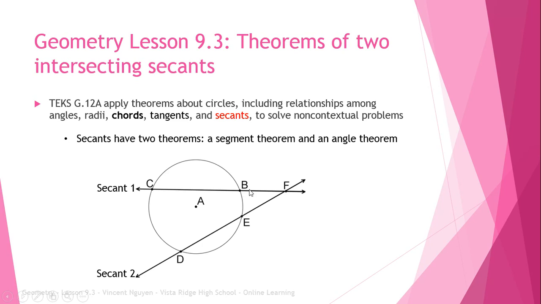So you have BF is the outside segment, EF is the outside segment, F is the common point where they meet, CB is the chord, DE is another chord, and then of course DF and CF would be the secant segments, right? So you need to recognize what these are and know the definitions before you can use the theorems to apply them to problems.